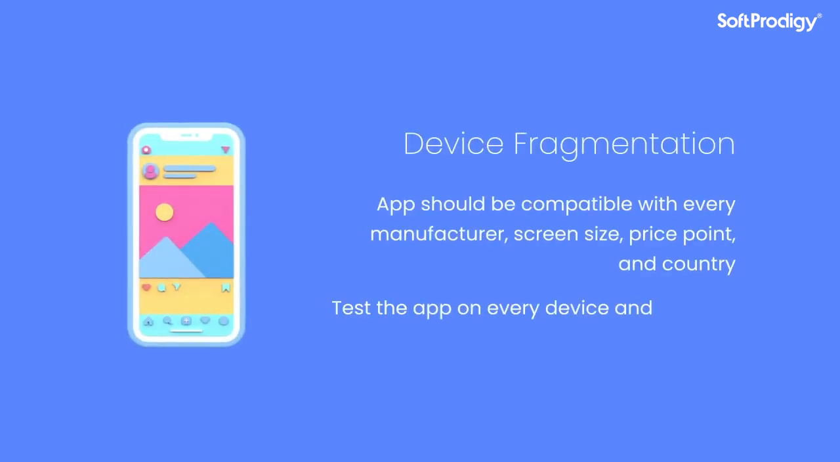4. Device fragmentation. Google recommends supporting at least 90% of all live devices. This simply means that tackling the ever-increasing number of Android and iOS devices is a huge hassle for any mobile app. In order to stay ahead of the competition, your app should be compatible with every manufacturer, screen size, price point, and country. This is where device or browser compatibility might crash your app. To ensure that your app is compatible with different devices and web browsers, again, test the app on every device and browser to eliminate potential fragmentation.